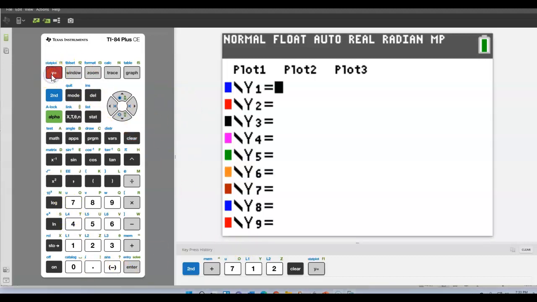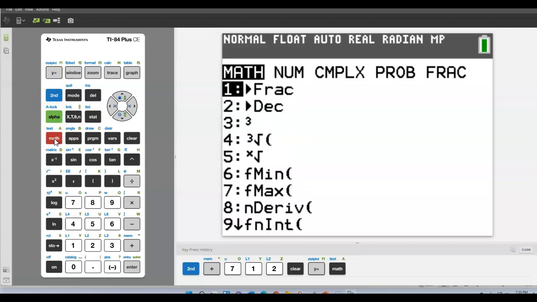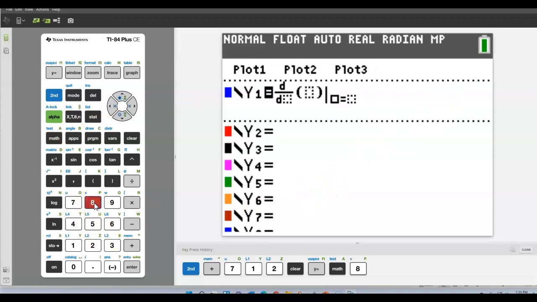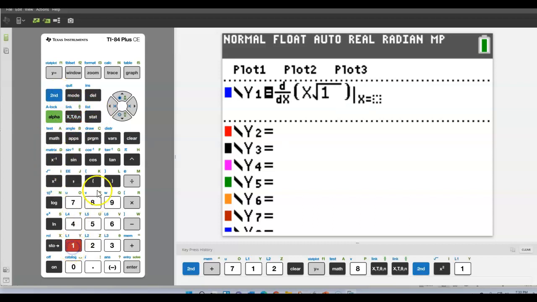We're going to push y equals. Now we could figure out the derivative by hand, but guess what? We don't have to. The calculator will do it for us. So here's how we do that. We're going to push math, and then we're going to go down to number 8, derivative, and then we're going to put x there. And then what goes in here is our function. And my function is x times the square root of 1 minus x squared.